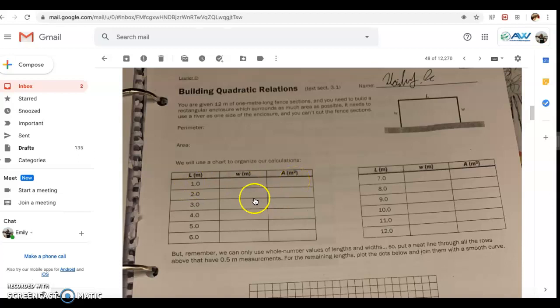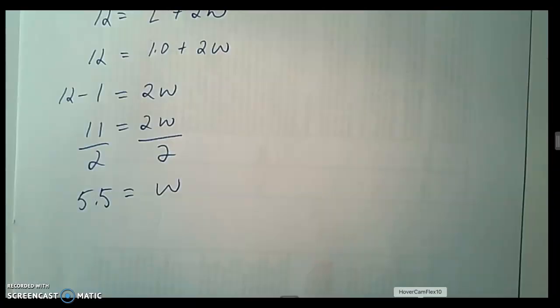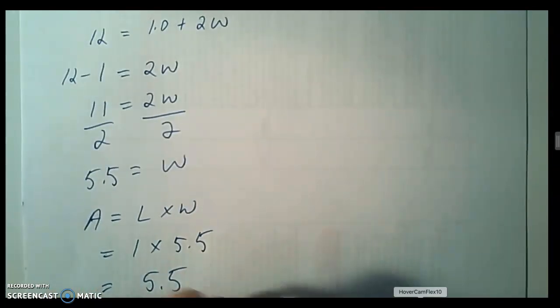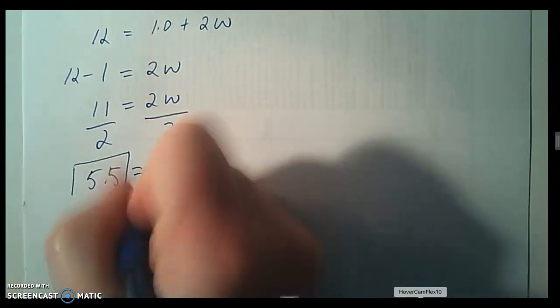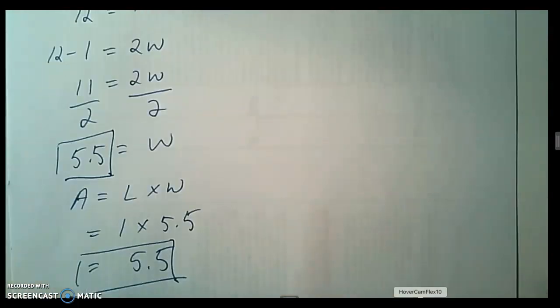Okay, I'll show you one more row there. So let's say I needed to, let's go back here. So area, I'll just show that calculation. Area equals length times width equals 1 times 5.5 equals 5.5. Okay, so those are the two values you would put in your table. Okay, so this is row 1 of the table.